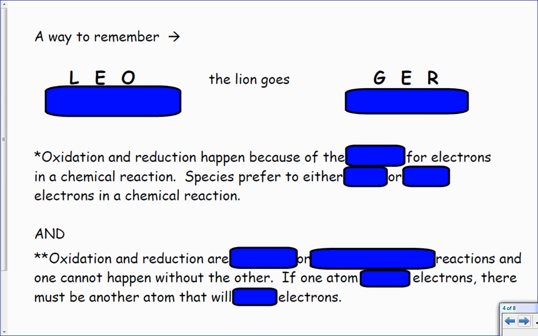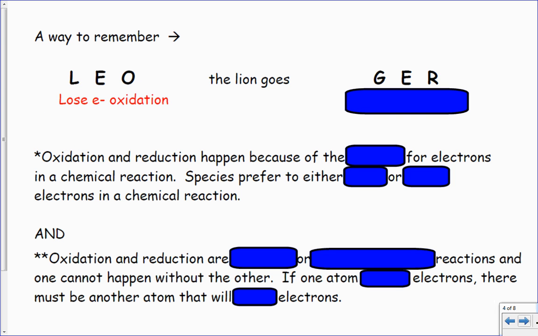Now, here's the first mnemonic. Leo the lion goes grr. Leo stands for loss of electrons is oxidation. See that L, the E, and the O? That's Leo. And he says grr. Gaining electrons is reduction. That's the way I remember oxidation is losing electrons, reduction is gaining electrons.